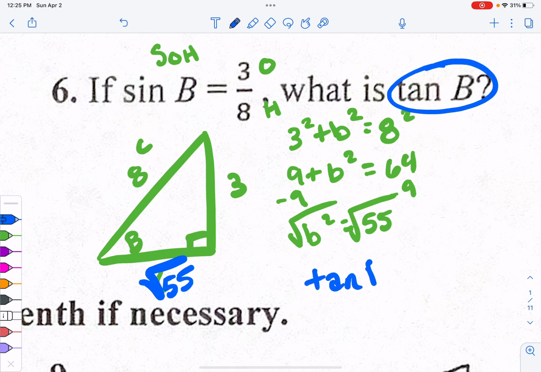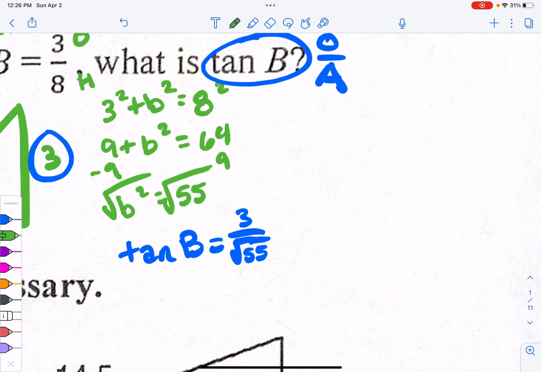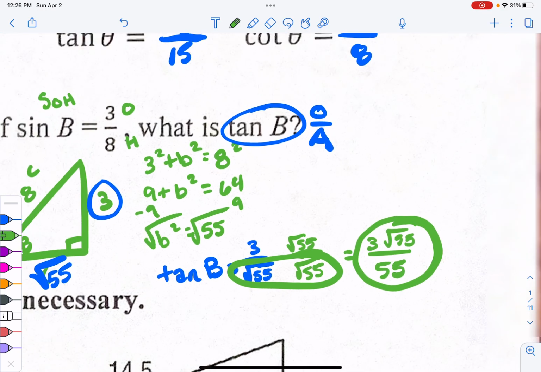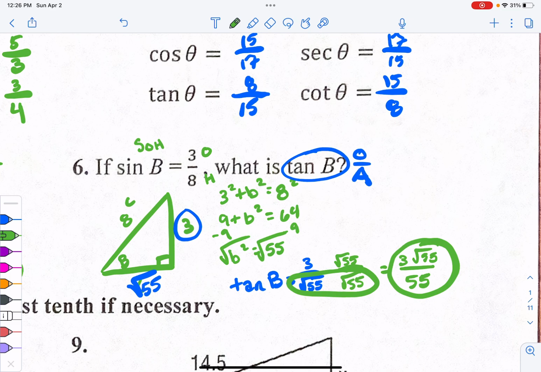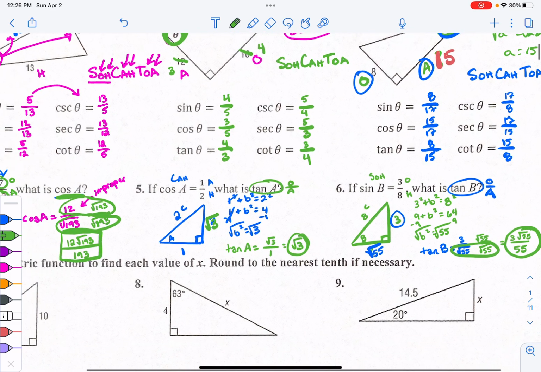Tangent of B is the opposite over the adjacent because it's TOA. Okay, the opposite side is 3. The adjacent side is the square root of 55, which is considered improper because we don't want the square root of 55 on the bottom. So I'm going to multiply by the square root of 55 over the square root of 55. And if I multiply these two together, the square root of 55 just pops out, no more square root anymore. And then I have 3 square roots of 55. That's how that works. And this is considered to be proper now, okay? So that was that. All right, those ones are the long ones. Those ones take forever. The rest of them don't take too long, I don't think.